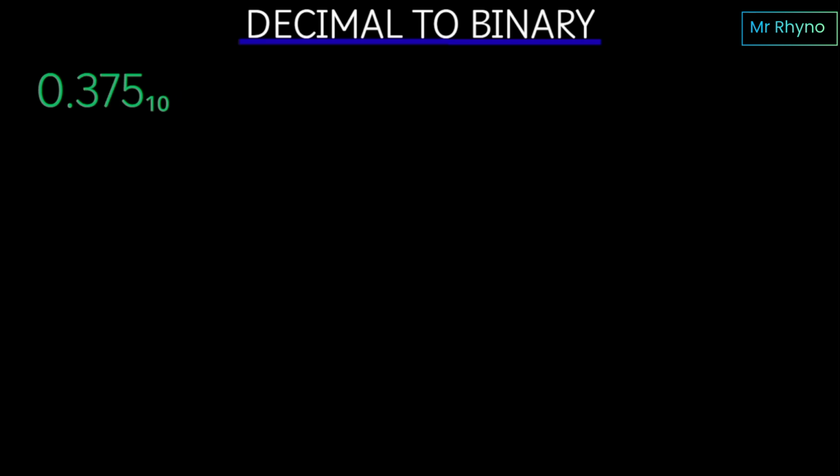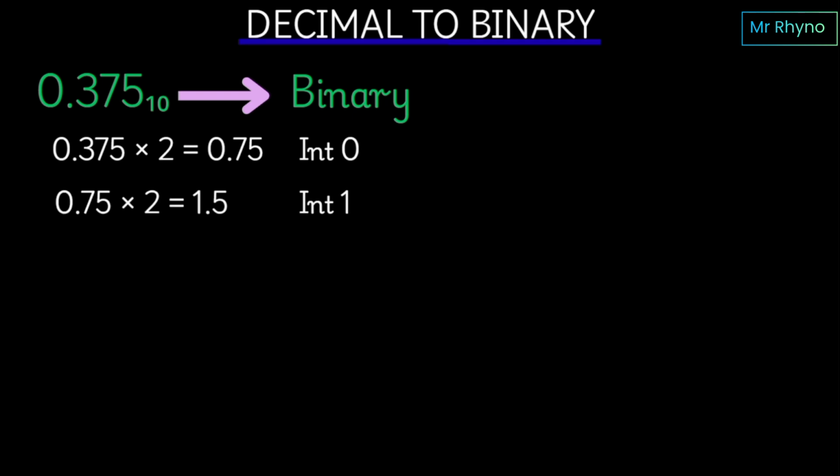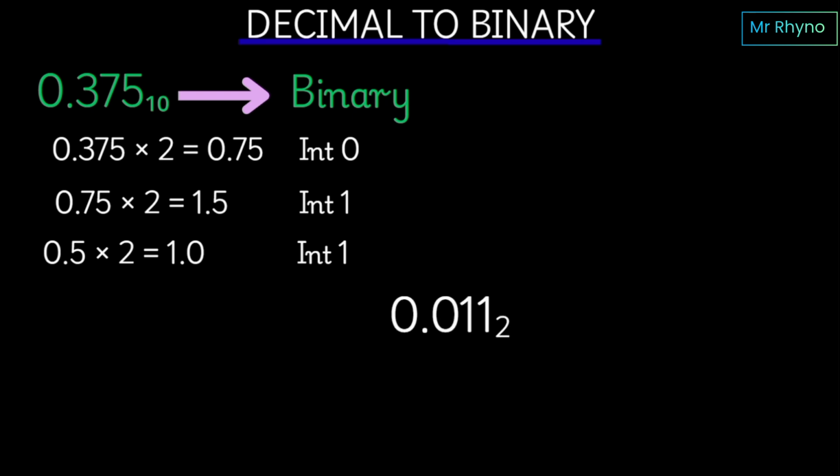Next we have 0.375 to base 10, and we convert this to its binary equivalent. First we multiply it by 2 and we get 0.75. Our integer part is 0. Our decimal part shall be 0.75. We multiply the same by 2, we get 1.5. Our integer part is 1 and we are left with 0.5. 0.5 multiplied by 2, we get 1.0. Our integer part is 1, our decimal part is 0, and our number is 0.011 to base 2. Easy, right?